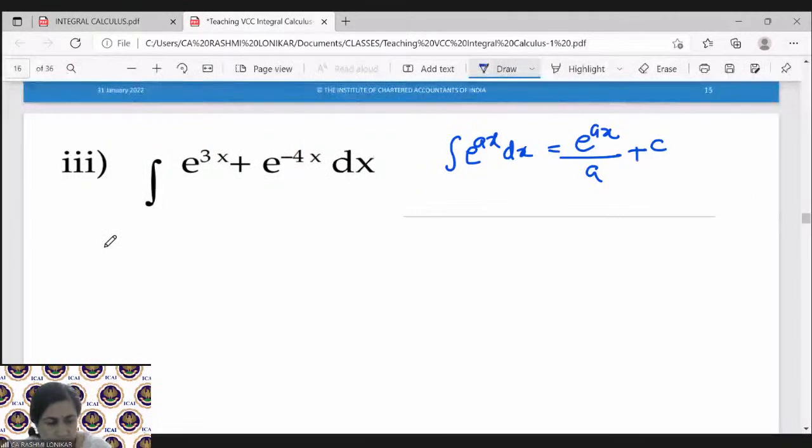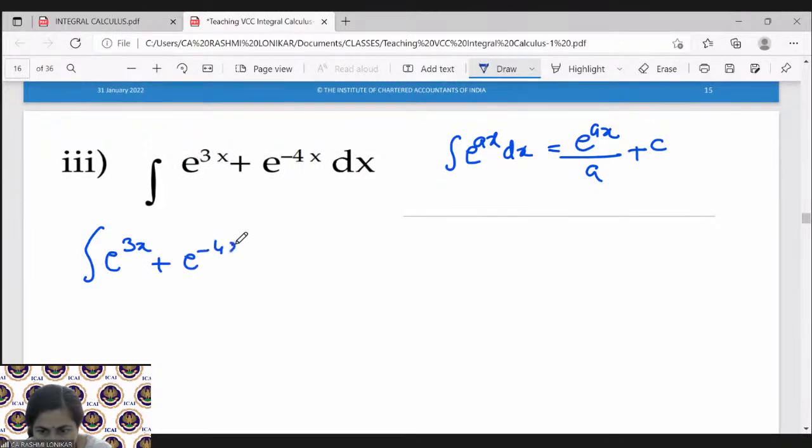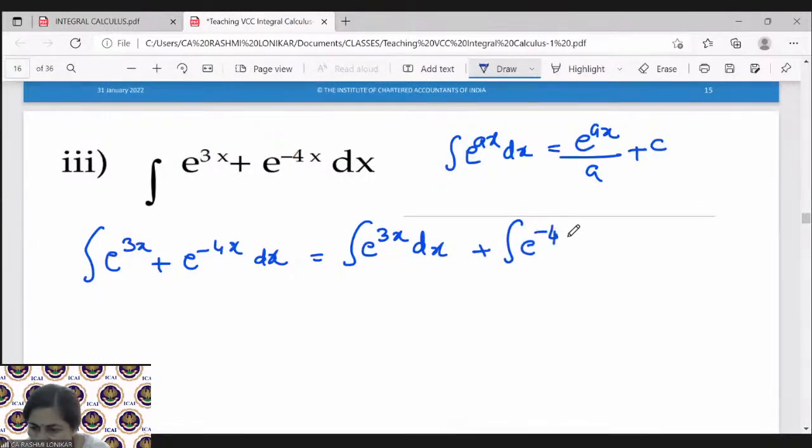Now this integral of e raised to 3x plus e raised to minus 4x dx is equal to integral of e raised to 3x dx plus integral of e raised to minus 4x dx. What is the value of a in this term? Here, a is 3. What is the value of a here? a is equal to minus 4.